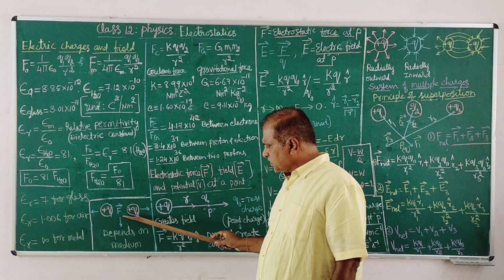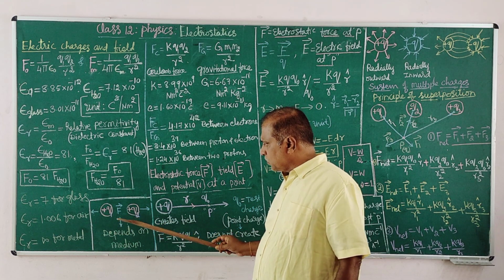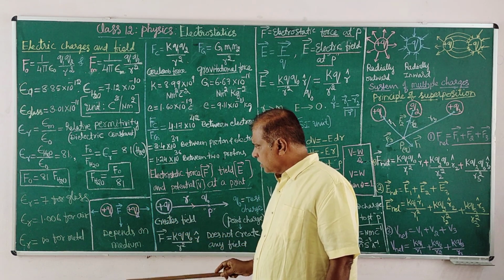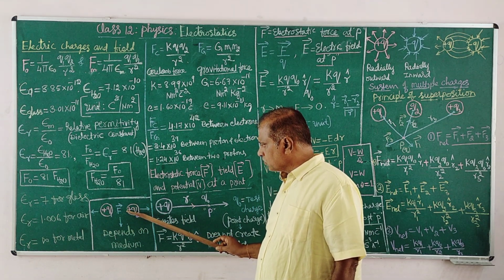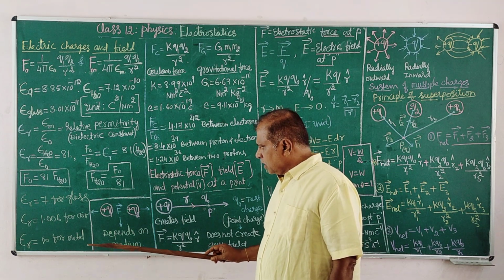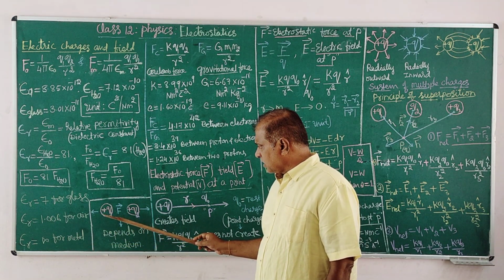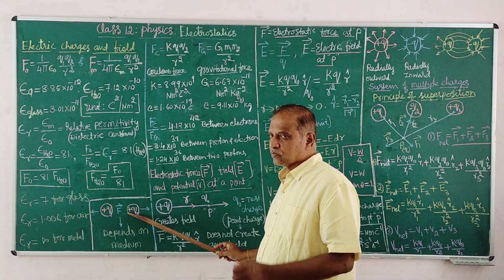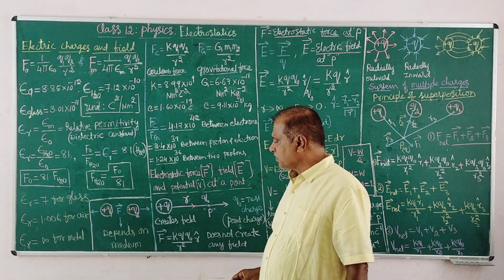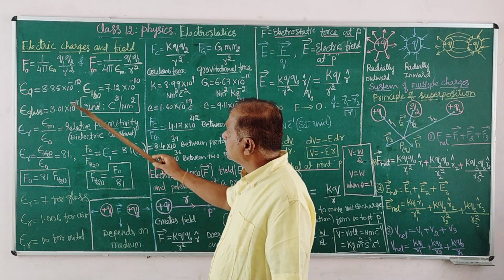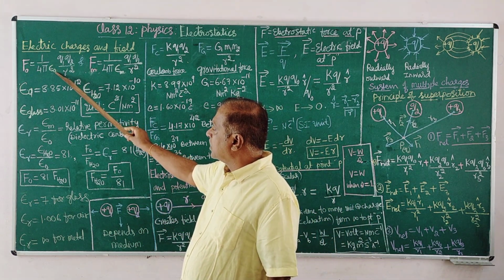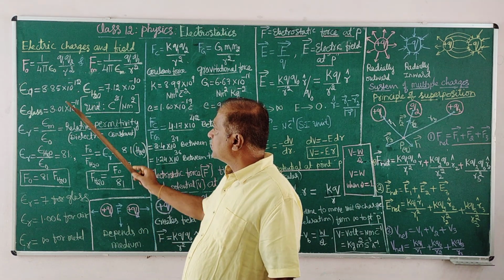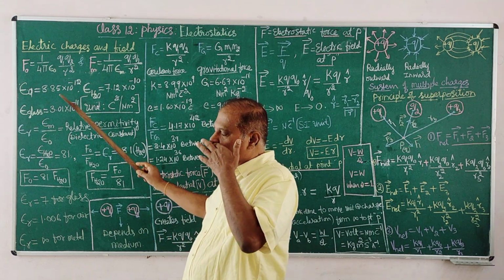If no substance is present between these two charges, or the space is empty, or space is vacuum, with no material present, then the force experienced between these two charges is the maximum. That is empty space. The constant containing this value is called the permittivity of free space. The value is estimated using experimentation.